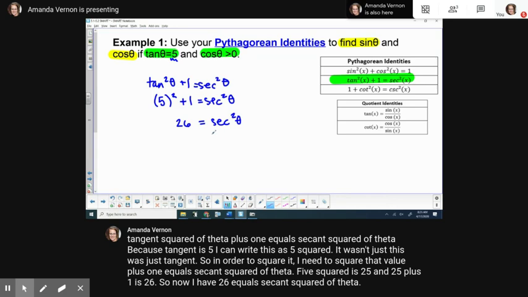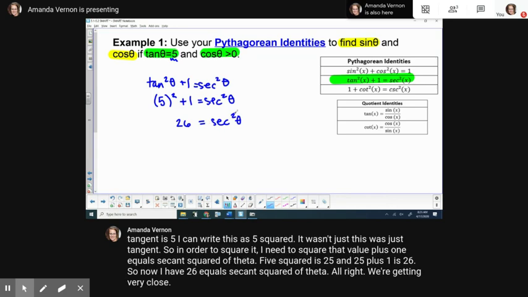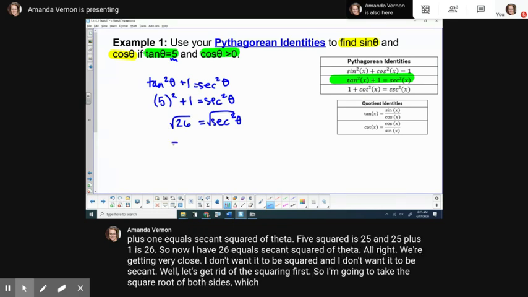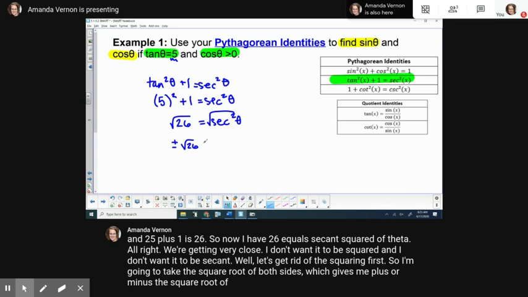All right, we're getting very close. I don't want it to be squared, and I don't want it to be secant. Well, let's get rid of the squaring first. So I'm going to take the square root of both sides, which gives me plus or minus the square root of 26, which equals just regular secant of theta.